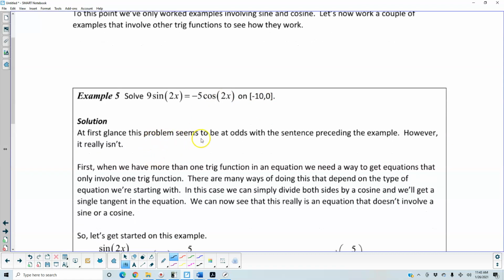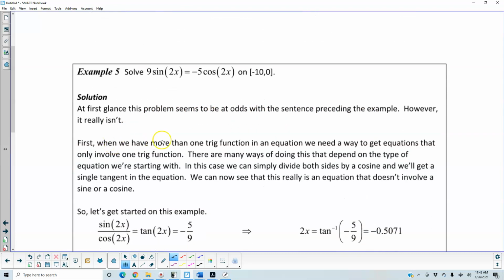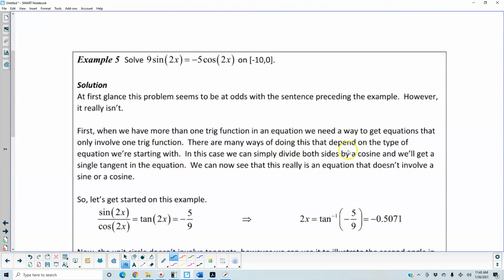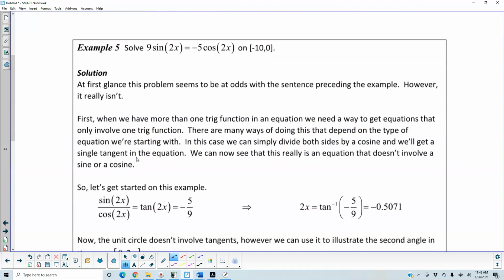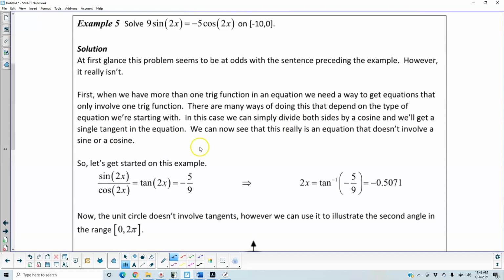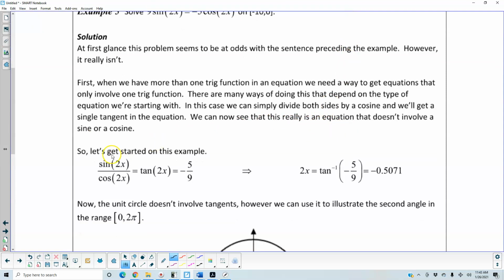So at first glance, this problem seems to be at odds with the sentence preceding the example. However, it really isn't. First, when we have more than one trig function in an equation, we need a way to get equations that only involve one trig function. There are many ways of doing this that depend on the type of equation we're starting with. In this case, we can simply divide both sides by a cosine and we'll get a single tangent in the equation. We can now see that this really is an equation that doesn't involve a sine or a cosine.